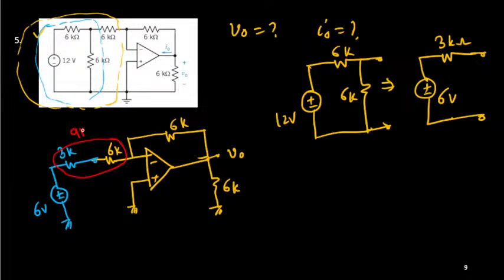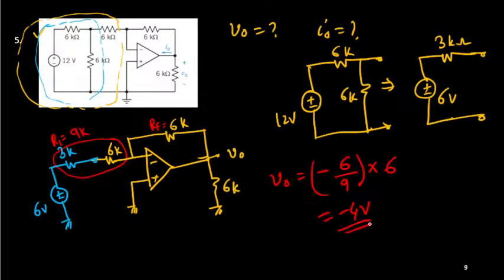Total is 9K. Both are in series. It is a 9K, so that is nothing but your R1. And your RF is 6K. So it's an inverting amplifier. The output voltage V0 will be minus RF by R1, so 6 by 9. This is the gain multiplied by the supply voltage 6. Exactly, you are correct. Minus 36 by 9 is minus 4 volt. Perfect.